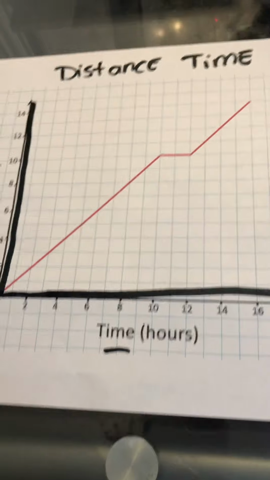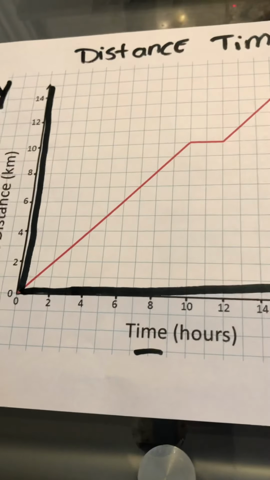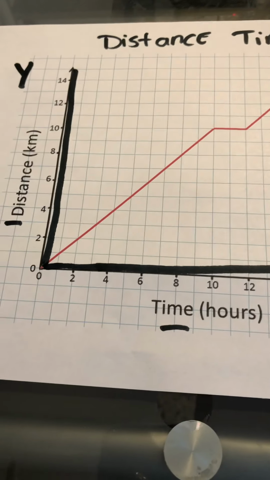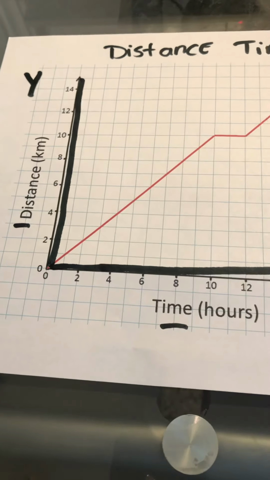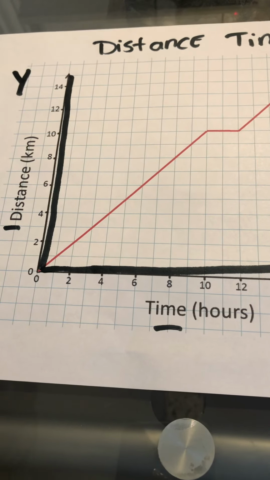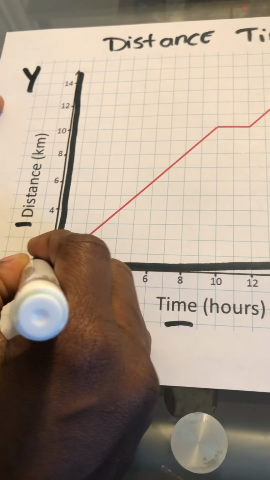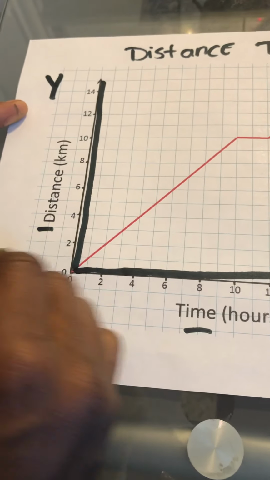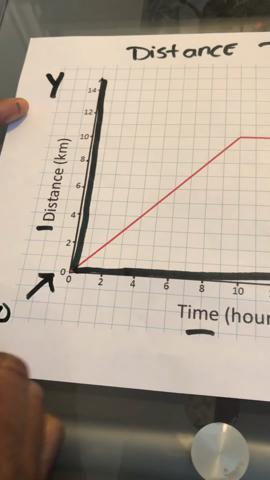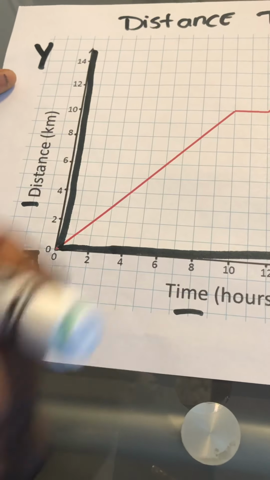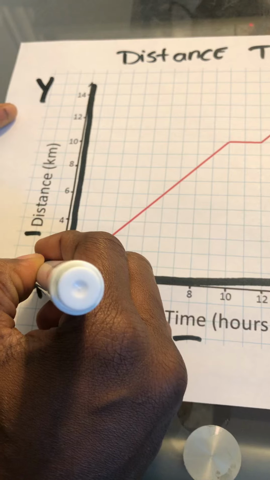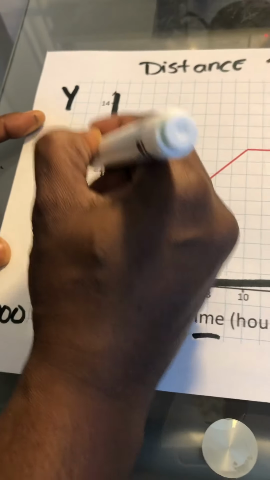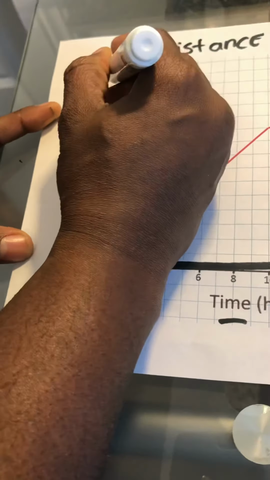Now we're going to identify the intervals that are being used. The intervals simply count how the numbers are moving on each axis. Let's start with the Y-axis. Here we have the point of origin, or the PO, which is 0. And then we have 0, 2, 4, 6, 8, 10, 12, 14.